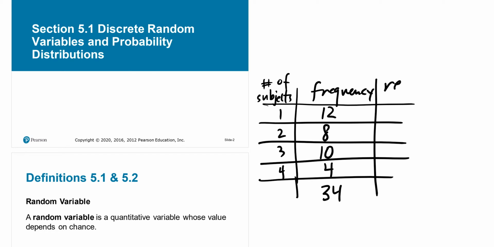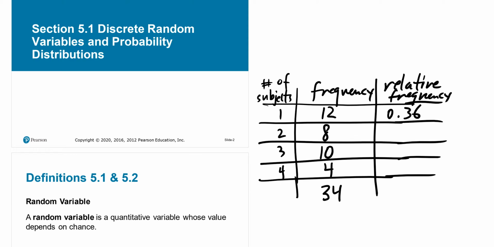And then relative frequency. Relative frequency, the way you find it, you take the 12 divided by the total, that's 0.36. 8 divided by 34, 0.24. 10 divided by 34, 0.29. And 4 divided by 34, 0.11. And this total frequency here is always 1.